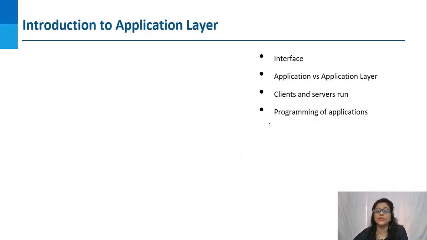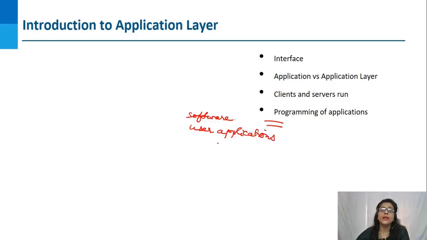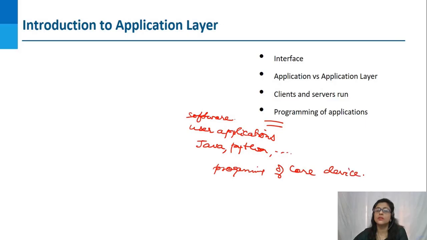Next comes programming of applications. It is the duty of the programmer of the applications to do software programming of user applications. They can either use Java or Python or any other language to design the programming applications. But here it must be remembered that programming of core devices, for example, routers or switches, is not done by the application programmer.